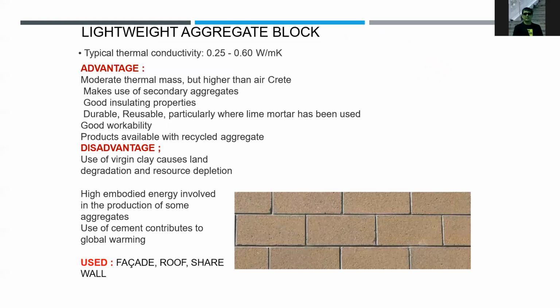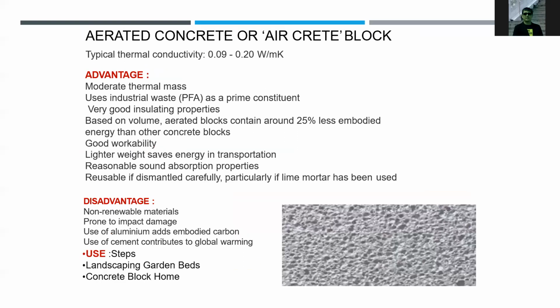The lightweight aggregate blocks have moderate thermal mass but higher than aircrete, make use of secondary aggregates, good insulating properties, reusable, particularly where lime mortar has been used, good product workability, and they use recycled aggregates. Aerated concrete or aircrete blocks have moderate thermal mass and use industrial waste as a prime constituent. It can use plastic, sawdust, or any recycled material. Based on volume, aerated blocks contain about 25% less embodied energy than concrete blocks.